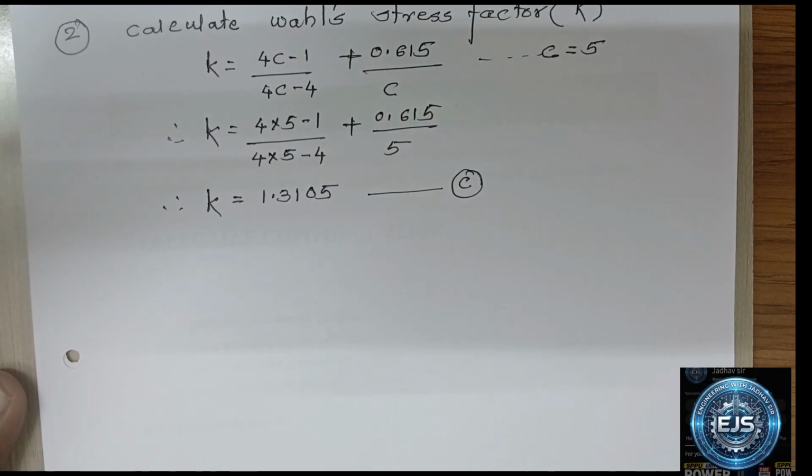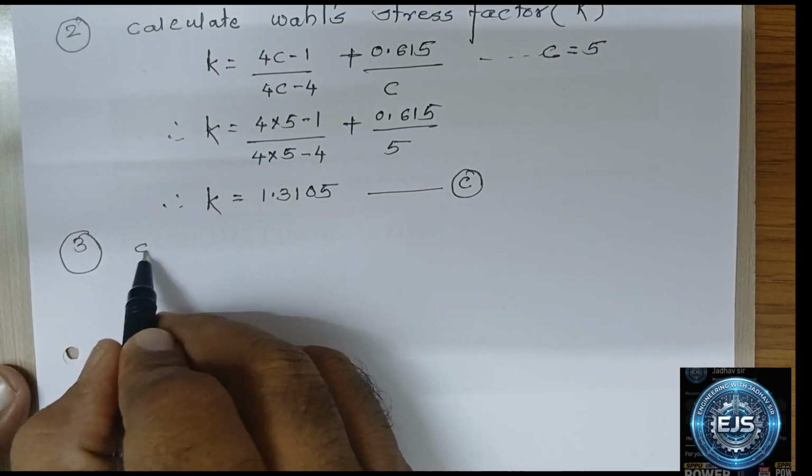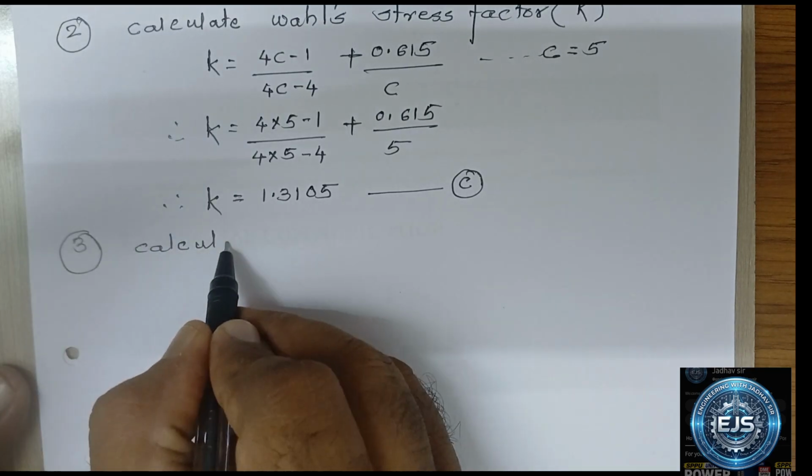Now we have to calculate the diameter of the spring wire. Now we have to calculate in the third step the diameter of the spring wire.